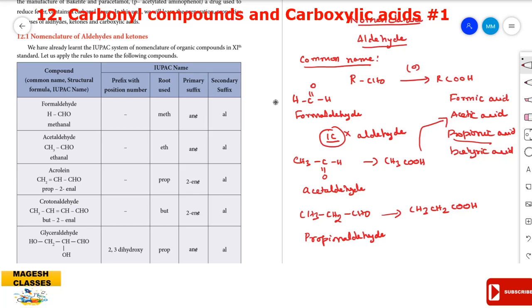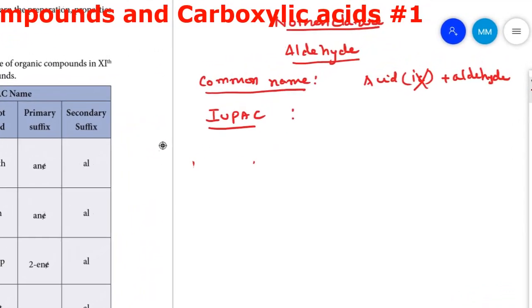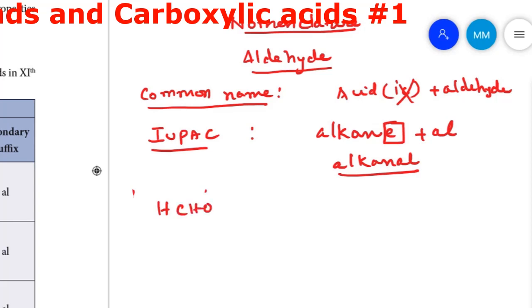Then the IUPAC name. In the IUPAC nomenclature, it is given as alkane; the suffix E is removed and the suffix AL is added, and so it is alkanal. AL is for aldehyde; if it is OL, it is alcohol. Let us see the examples. The first member aldehyde, you know very well, has the common name formaldehyde. The long chain consists of one carbon, so it is methane, E is removed, AL added, methanal.